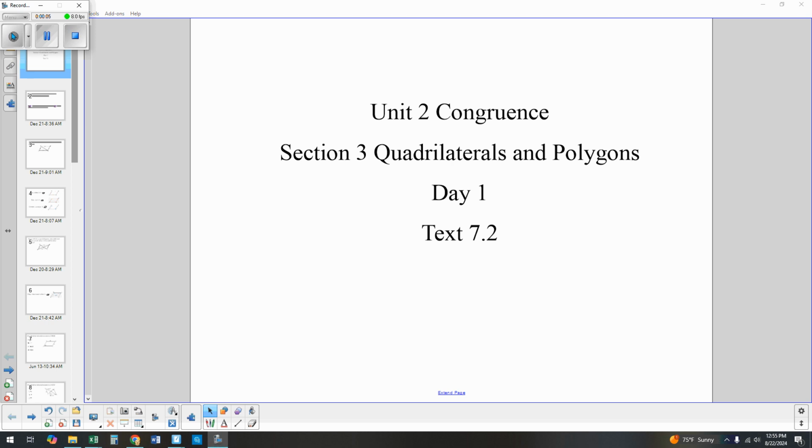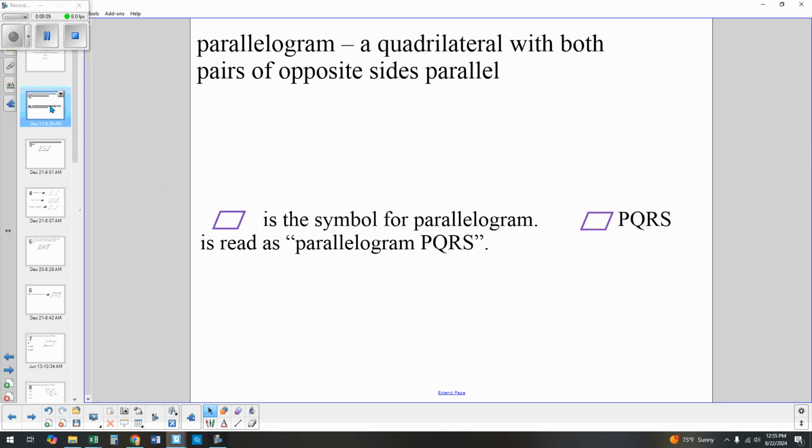Lesson 7.2. We are now in quadrilaterals. The first kind of quadrilateral we're going to look at is the parallelogram. So the parallelogram is a quadrilateral where both pairs of opposite sides are parallel. That is the definition of parallelogram, which we could use in a proof.